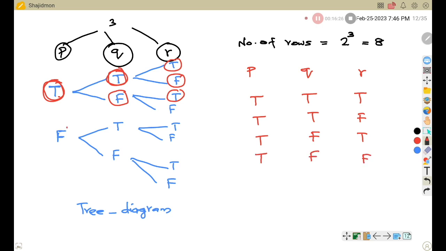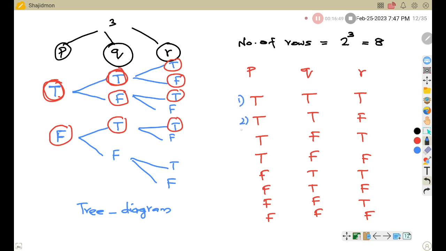Now after that we will go to here: false, true, true, correct? So F, T and T. Then we go again F, T and F. We will continue up to the end. F, F and T and F, F and F. So you can see how many rows are there in the truth table. 1, 2, 3, 4, 5, 6, 7, 8 rows, correct?